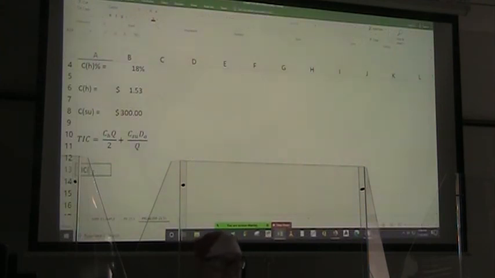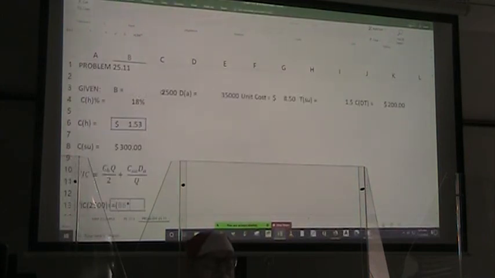All right, so this is the total inventory cost for 2,500, and that is going to be equal to, left parenthesis, holding cost times quantity, which in this case is our batch quantity, divided by 2, plus left parenthesis again, our cost of setup times our annual demand, close parenthesis, divided by our batch quantity.